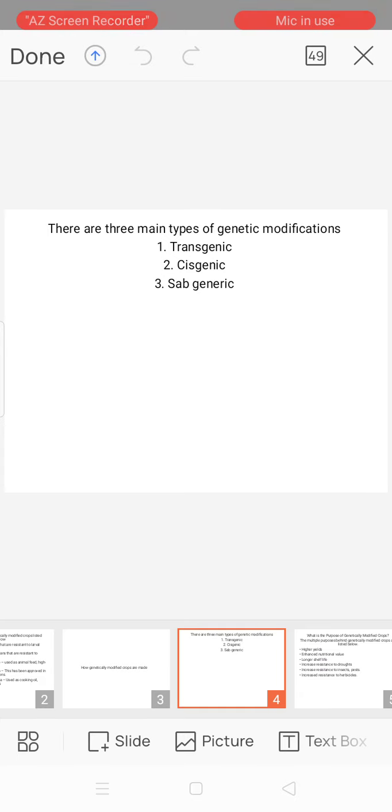First one, transgenic. The plants have genes inserted into them that are derived from other species, that is called transgenic. And cisgenic plants are made using genes of the same species or closely related, that is cisgenic. And subgenic alters the genetic makeup of a plant without incorporating genes from other plants. That is subgenic.